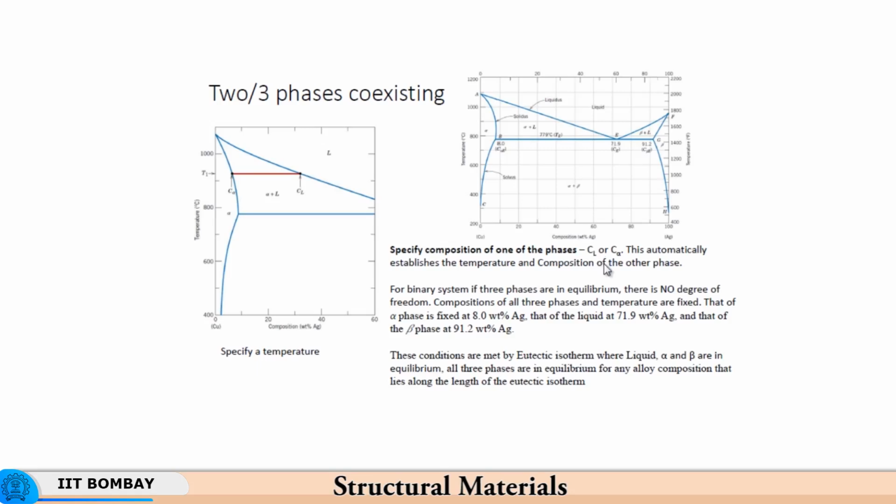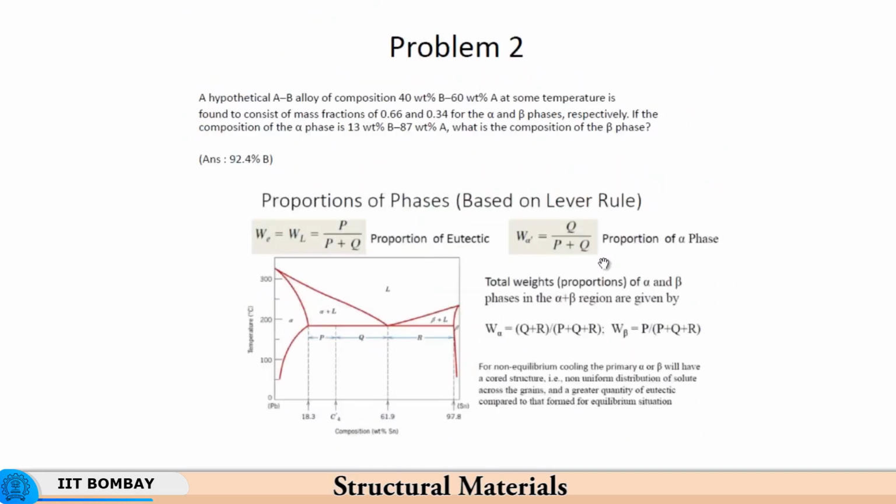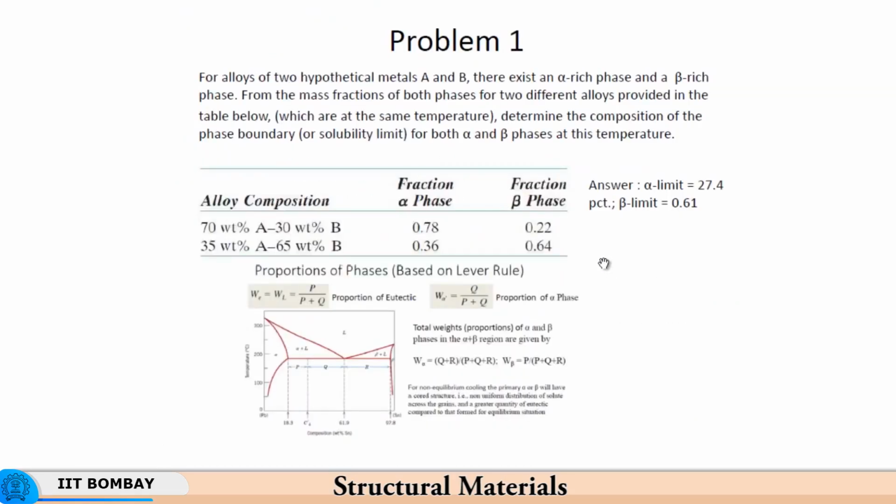We go to the next. So, we now try to solve a few problems pertaining to this phase diagram for a better understanding of phase diagrams and the various systems. So, I will open the next set of problems. The first problem states that for alloys of 2 hypothetical metals A and B, there exists an alpha rich phase and a beta rich phase. So, alpha rich phase would be rich in A and beta rich phase would be rich in B.